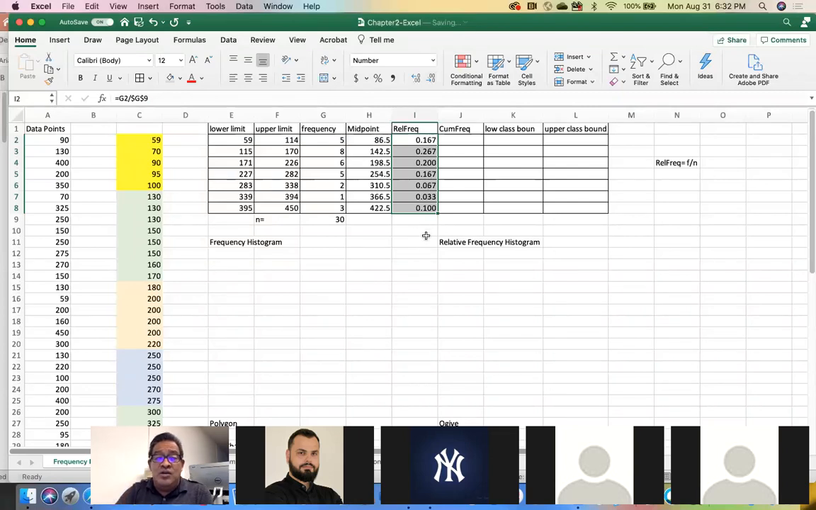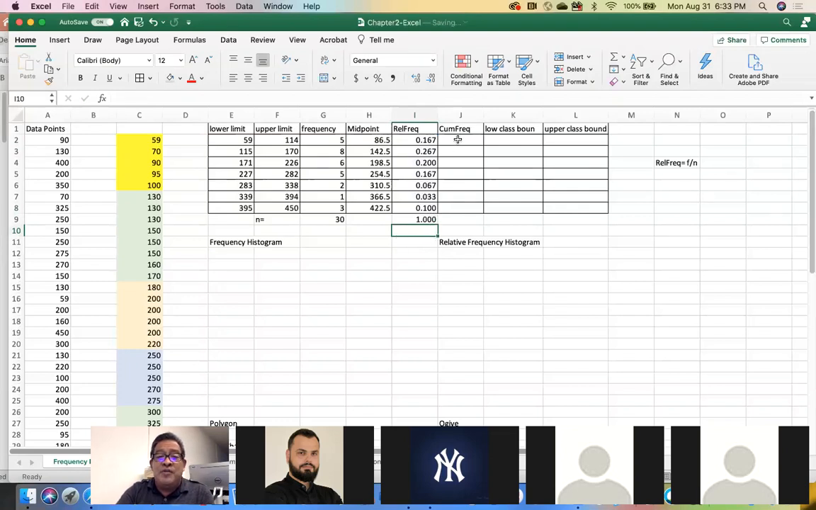So how do I know if I am right? I'm also going to click on the summation, and the sum of these numbers should be equal to 1. Why? It's the 100%. If you have 0.167, 0.267, all these numbers should add up to 1. So if I did the right thing, I'm going to get this number as 1.